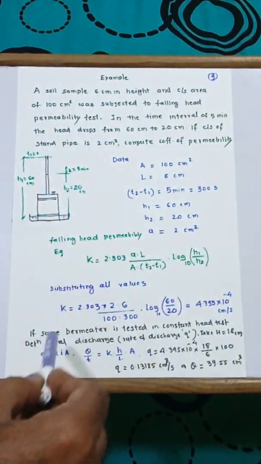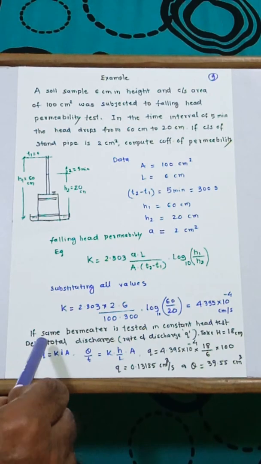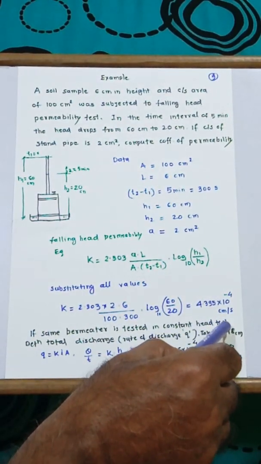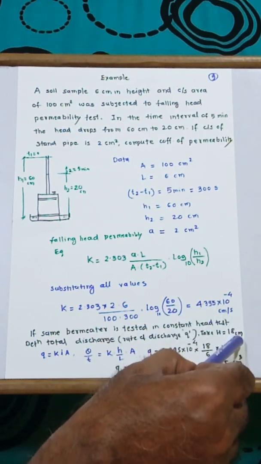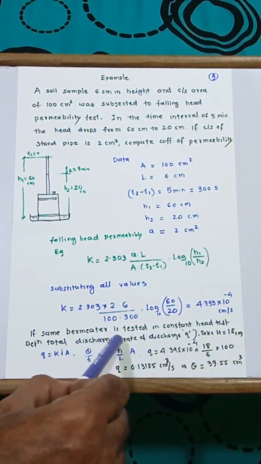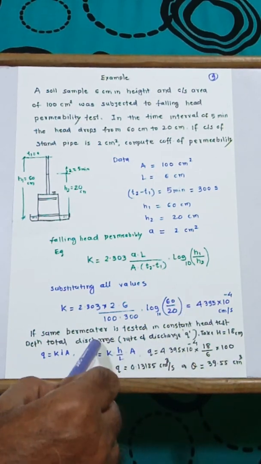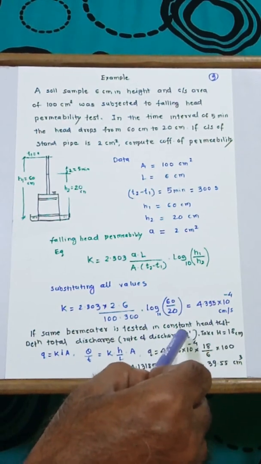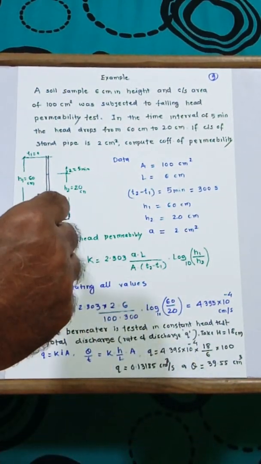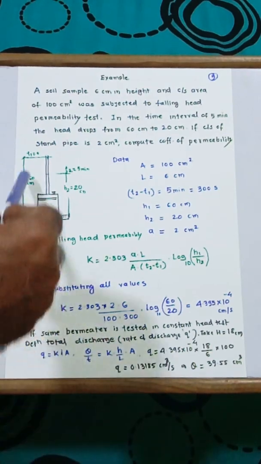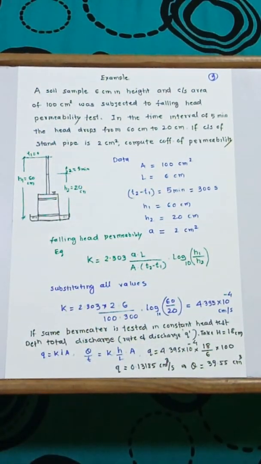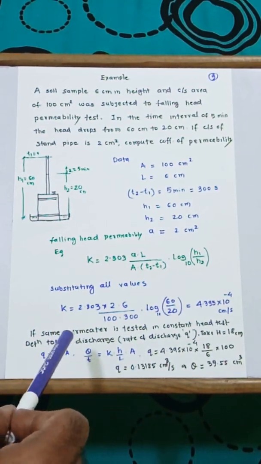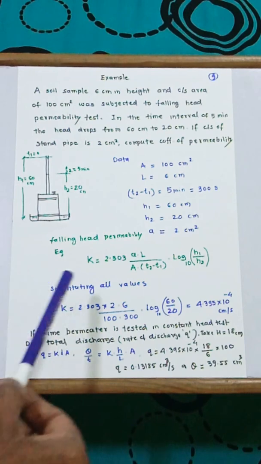Now suppose I extend this problem in this way. If the same sample is tested under a constant head, and the head is maintained at 18 centimeter, determine the total discharge, either total discharge capital Q or even the small q. So the sample is same, parameters are same. First we conducted the falling head test with H1 and H2, and now I am conducting a constant head test. As I discussed earlier, the K value remains same.